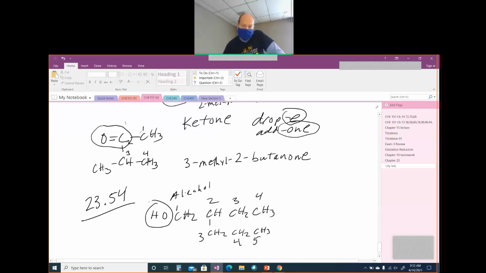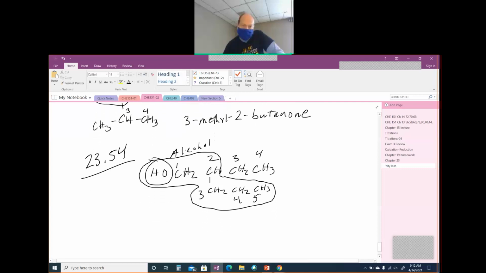All right, so you have to go the longest carbon chain. Nothing says you go right to left, left to right. You go any direction where you have the longest continuous chain of carbons with the lowest number for the carbon that contains the OH. All right, and so in this case, that is a pentane. But again, we have an alcohol, so we know with an alcohol, we drop the E and we add OL. So it's not pentane. We drop the E and add OL.